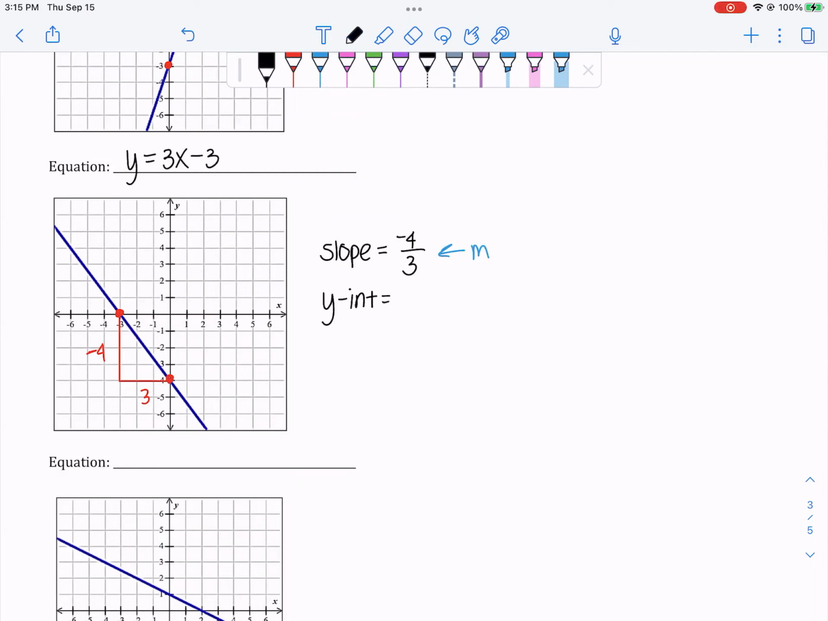My y-intercept is at -4. That is my B value. So the equation of my line is y equals, the slope is -4/3 x, and then my y-intercept is -4. Y equals -4/3 x minus 4.